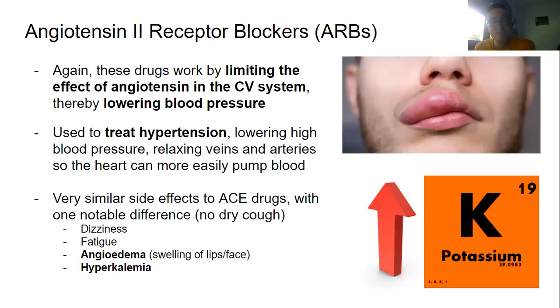Next, we have our angiotensin II receptor blockers, or ARBs. Again, these drugs work by limiting the effect of angiotensin on the cardiovascular system, and thereby they lower high blood pressure. They're used to treat hypertension. They lower high blood pressure. They relax the veins and arteries. Again, very, very similar to the ACE inhibitors, so that the heart can more easily pump blood through those.